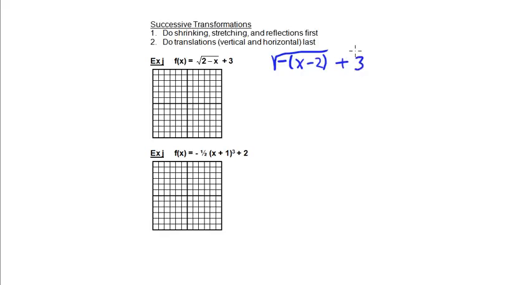So we're actually looking at several transformations. This x minus 2 here is going to be a horizontal shift. The minus on the inside of the function is going to be a reflection. And the addition of the 3 will also be a shift.